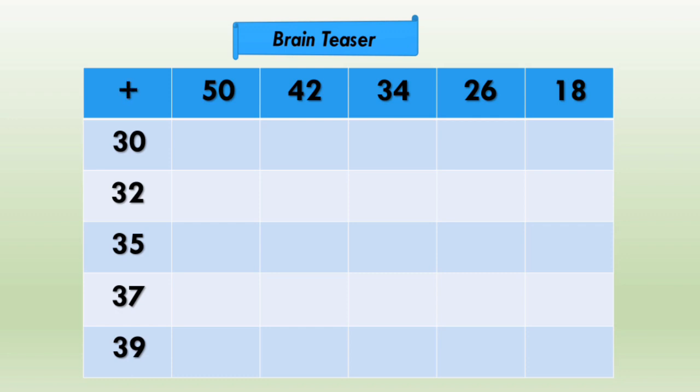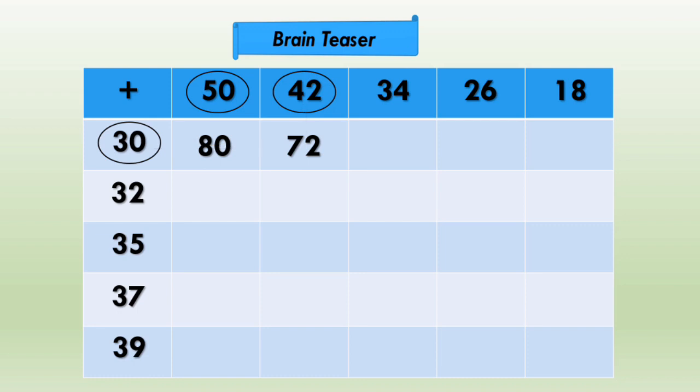We will add 30 from first column and 50 from first row, and we will write the answers here in the boxes given below. 30 plus 50 is equal to 80. So we will write 80 in this box. We will write 80 here. Now likewise we will add 30 and 42. 30 plus 42 will be equal to, yes, you are right, 72 is the answer. We will write 72 here.